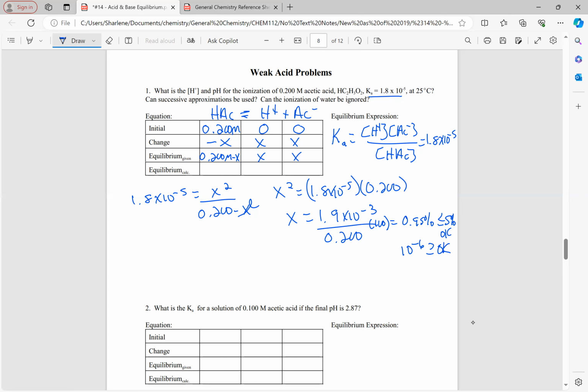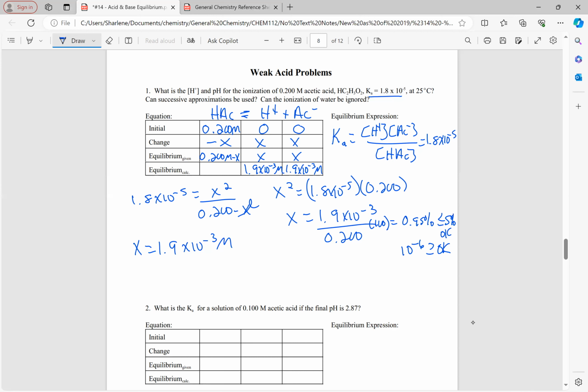So I have now checked to make sure that my assumption was valid and that I can ignore the presence of water. And now what am I going to do with that x? X can now be plugged into my table. All right, so 1.9 times 10 to the minus 3 molar for those two. And 0.2 minus that isn't even going to change. In fact, it's 0.198, and that rounds back up to 0.2.